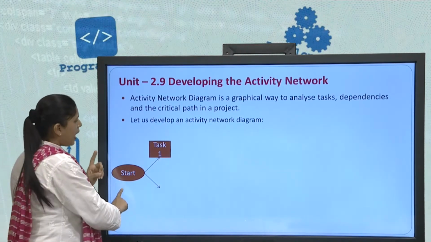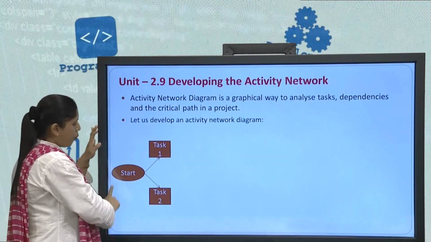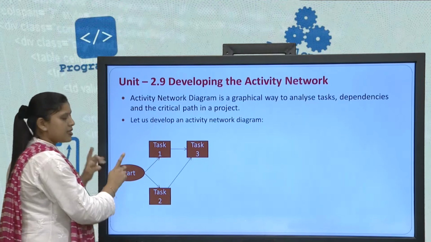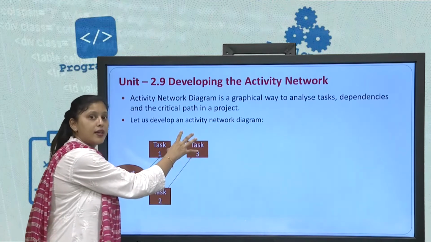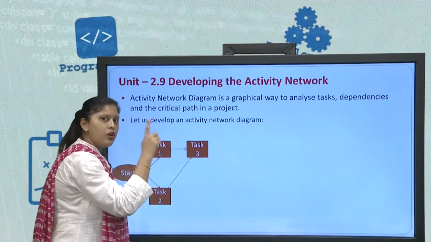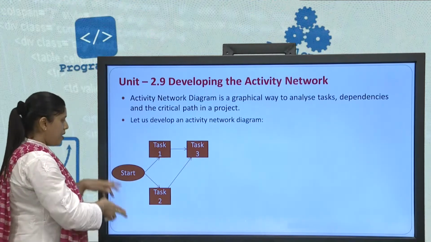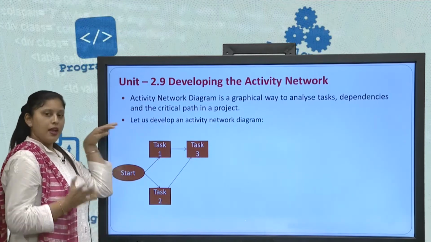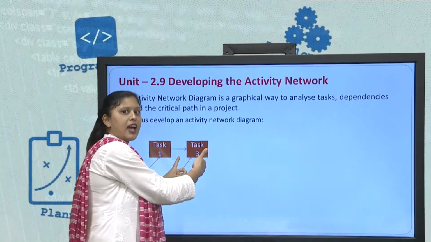When I start, I have two tasks given to me, task 1 and task 2. Now, from task 1 and task 2, I evolve another task which is called task 3. So this states that my task 3 can commence only after I complete my task 1 and task 2. Again, I am repeating, I have started with two tasks simultaneously, task 1 and task 2. Once those two tasks are completed, only after that can I start with my task 3.